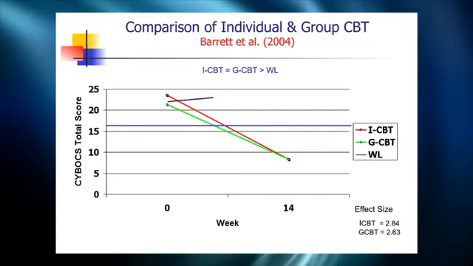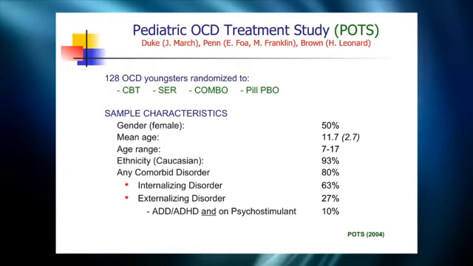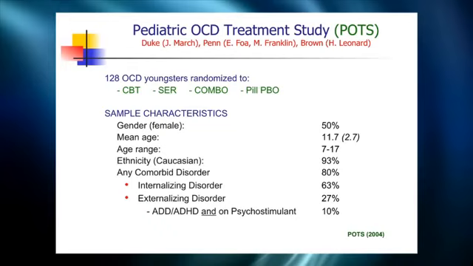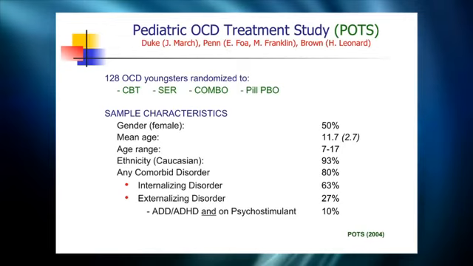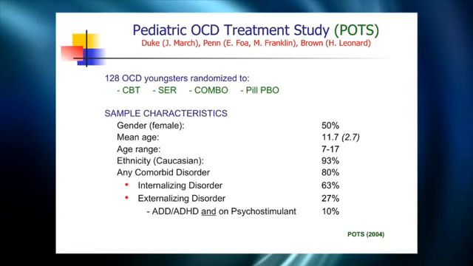The largest study to date has been the POTS study. And this was 128 youngsters that were randomized to CBT, sertraline, combined CBT plus medication, or pill placebo, half female, mean age about 11.7. 80% had a comorbid disorder, so pretty similar to what we had described earlier.